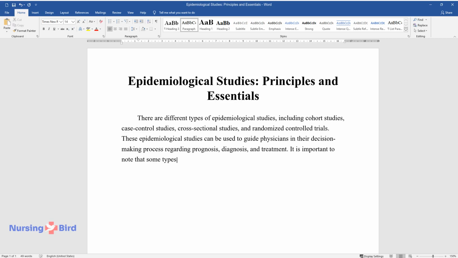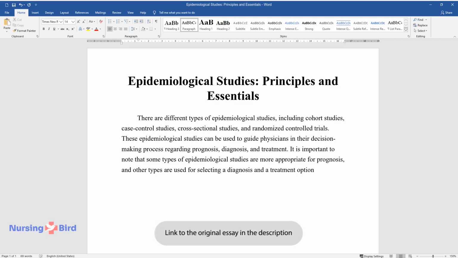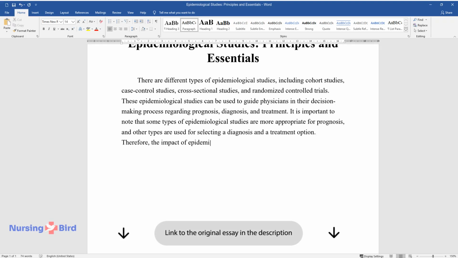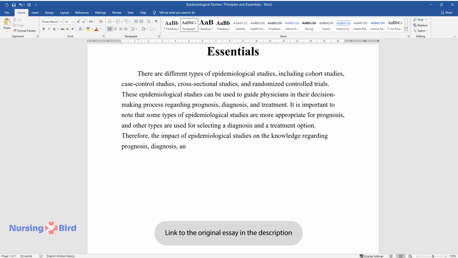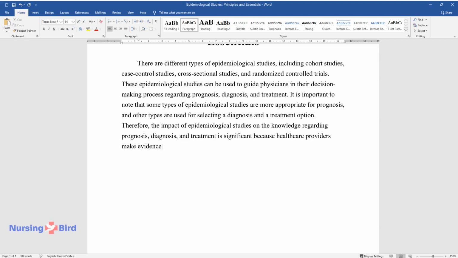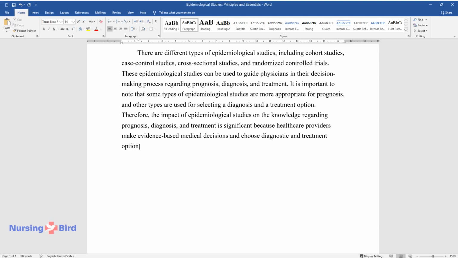It is important to note that some types of epidemiological studies are more appropriate for prognosis, and other types are used for selecting a diagnosis and a treatment option. Therefore, the impact of epidemiological studies on the knowledge regarding prognosis, diagnosis, and treatment is significant because healthcare providers make evidence-based medical decisions and choose diagnostic and treatment options referring to the available research in the field.